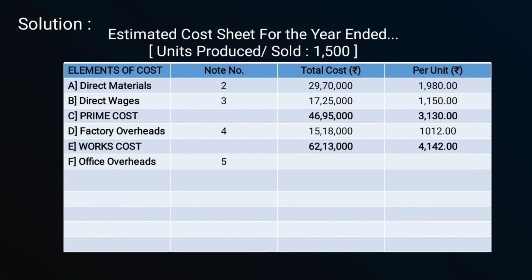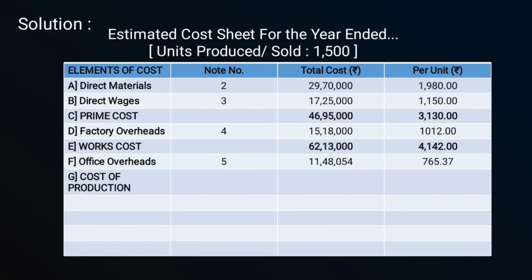So total cost of office overheads will be rupees 11,48,054 and cost per unit will be 765.37 per unit. Part G, cost of production. So the total cost of production amount will be rupees 73,61,054 and cost per unit will be rupees 4,907.37 per unit.